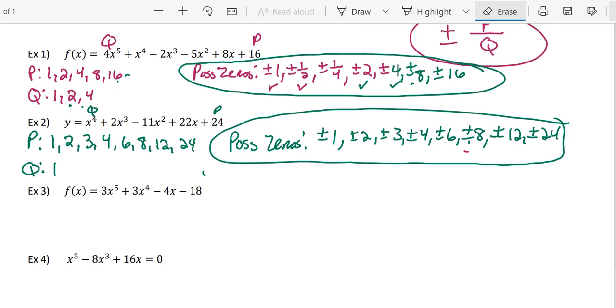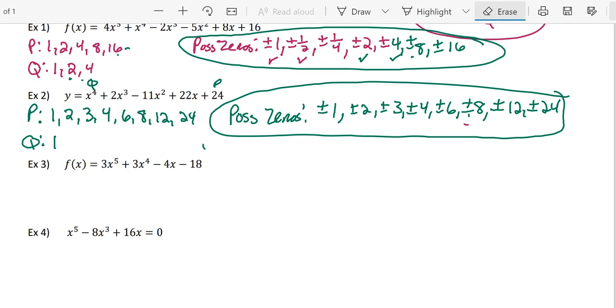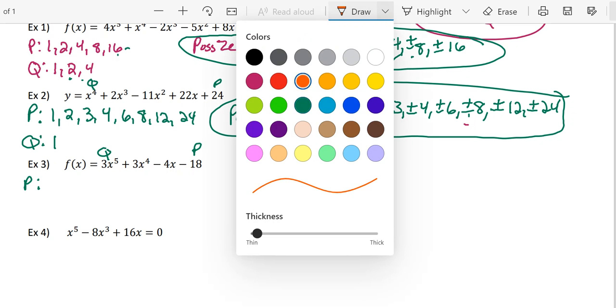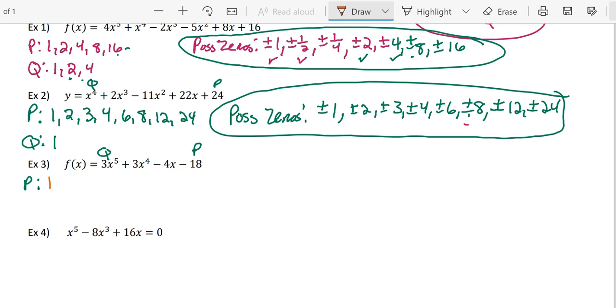And then the next one, number 3. For P, it's going to be 18. And Q is 3. So for 18, again, I want to list all factors of that value. So for 18, we're talking 1, 2 goes in, 3, 6, 9, and 18. For Q, we're talking 1 and 3. All right, so those are all of our factors.